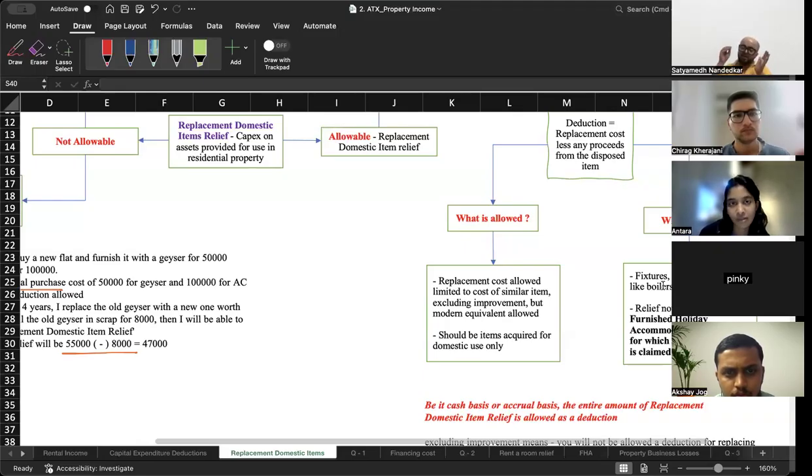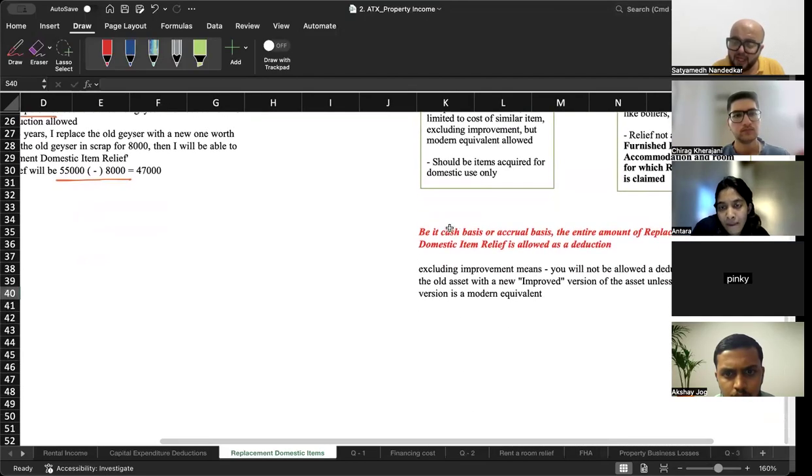So these items which are fixed to a building are not allowed as a deduction. And the relief is not available for furnished holiday accommodation and for rent a room relief. What is FHA? What is rent a room relief? We'll see. Be it cash basis or accrual basis, the entire amount of replacement domestic item relief is allowed as a deduction.